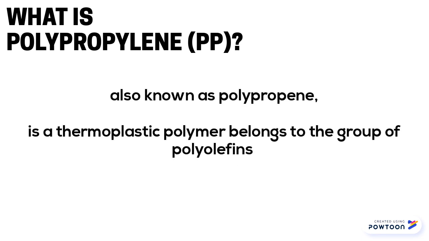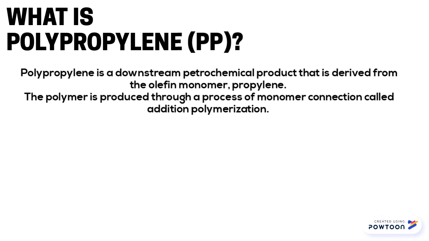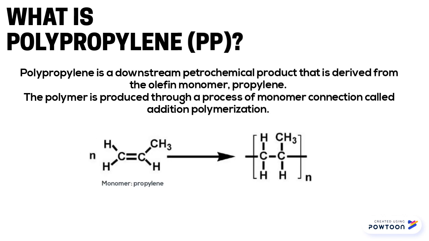Polypropylene is also known as polypropene. PP is a thermoplastic polymer that belongs to the group of polyolefins. Polypropylene is a downstream petrochemical product that is derived from the olefin monomer, which is propylene. The polymer is produced through a process of monomer connection called addition polymerization.